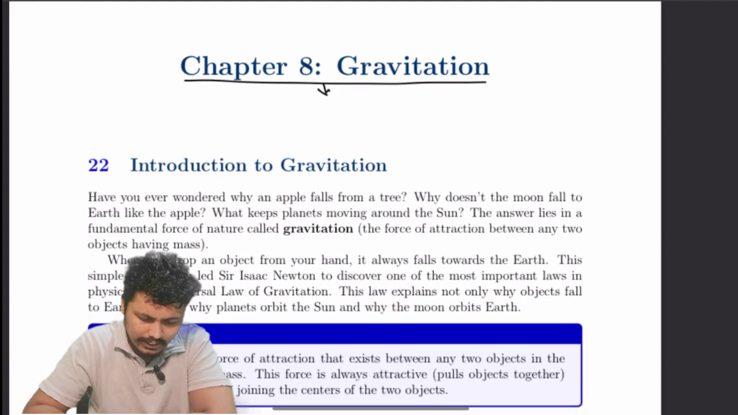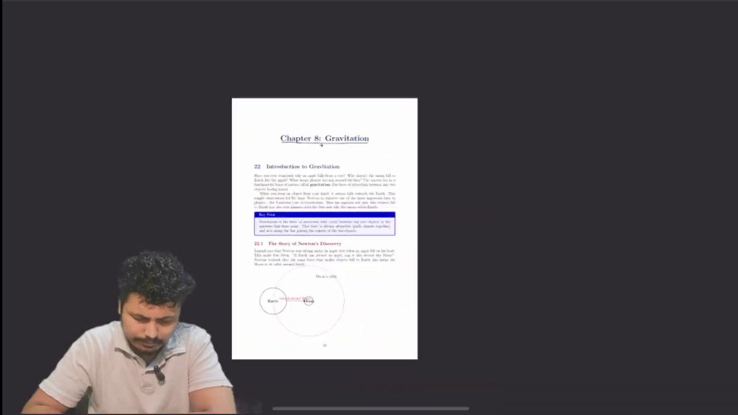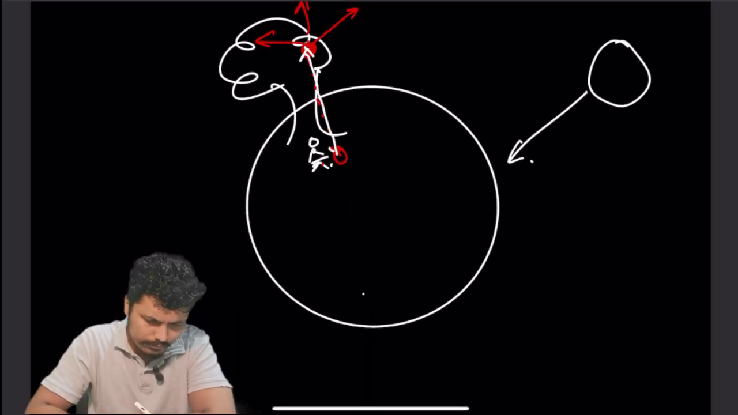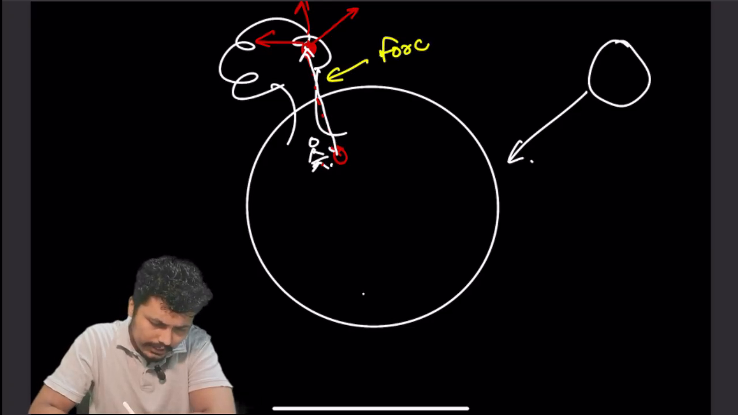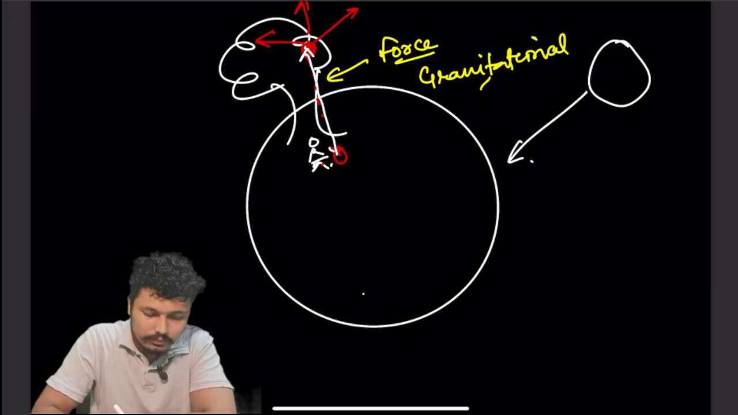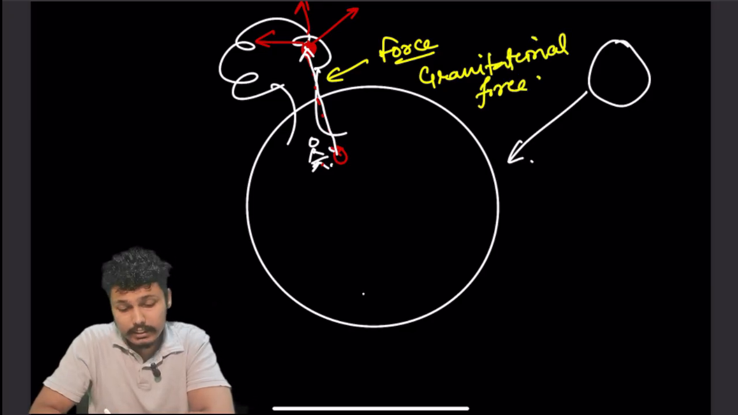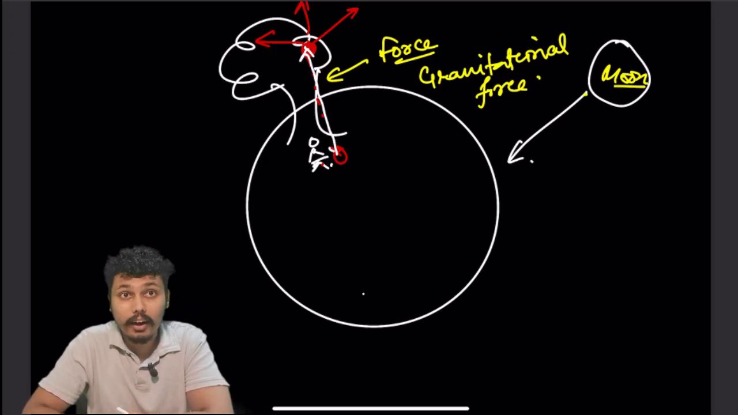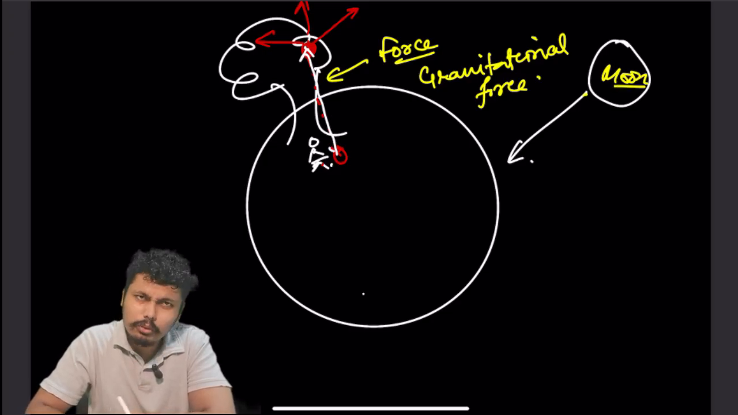He said, okay, the apple must be falling down because earth must be having some force. Earth must be pulling this. There must be some force, and let me name this force as gravitational force. And he said the same thing about the moon. The moon also must be pulled by earth. But why is the moon not falling down?